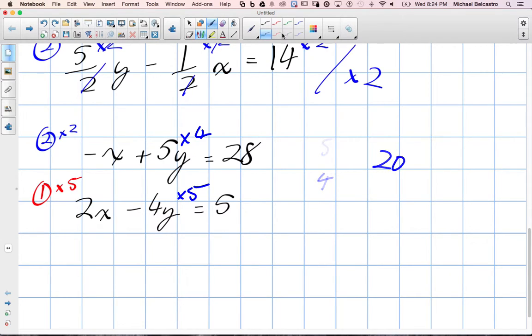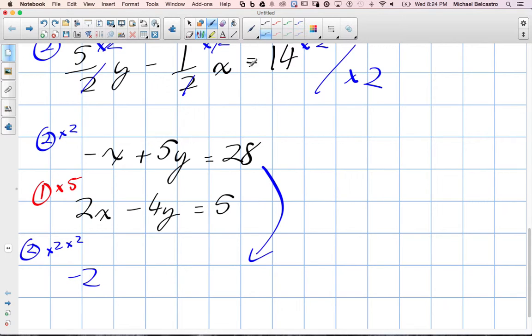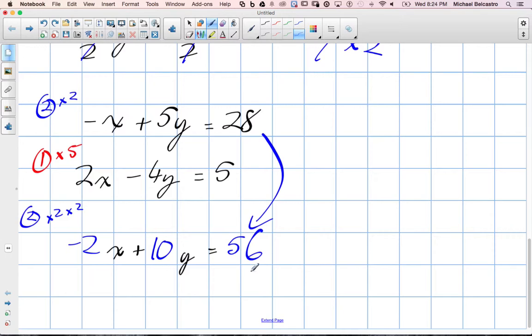So now we still have this same first one. I'm just going to bring it down below so they're still above each other. But this time it's going to be equation 2 times 2, and then times 2 again. So it's really like we multiplied it by 4. That's just going to be my note, so I know what I've done here. So now we're going to get negative 2x plus 10y is equal to, and 2 times 28 is 56. Yeah, that's it. Very good.